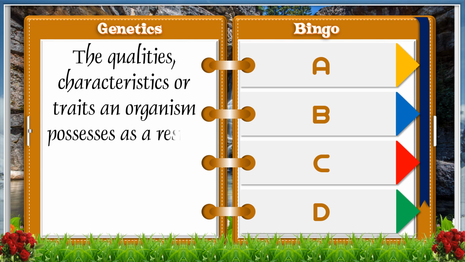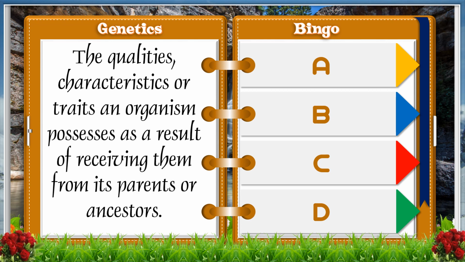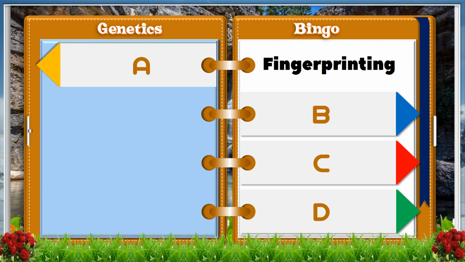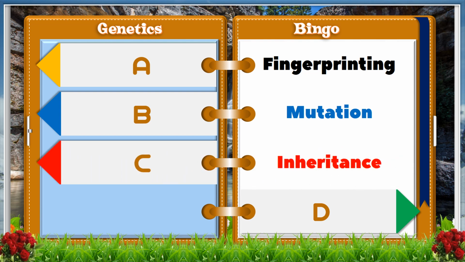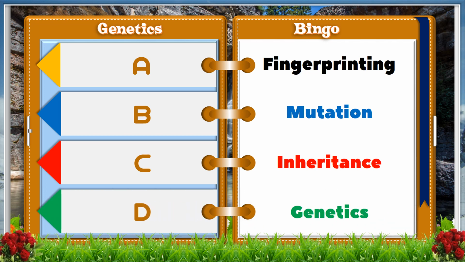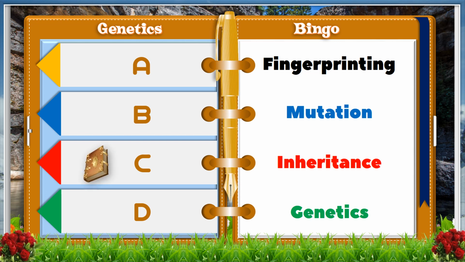The qualities, characteristics, or traits an organism possesses as a result of receiving them from its parents or ancestors. A. Fingerprinting. B. Mutation. C. Inheritance. D. Genetics. And the answer is C. Inheritance.